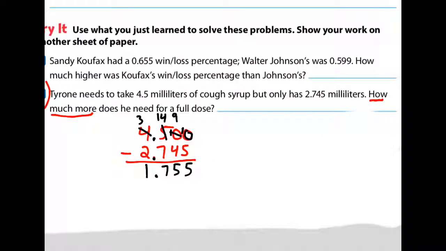So how much more does he need for a full dose? He needs 1.755 milliliters more. All right, so if you had that one wrong, make sure you make your corrections.